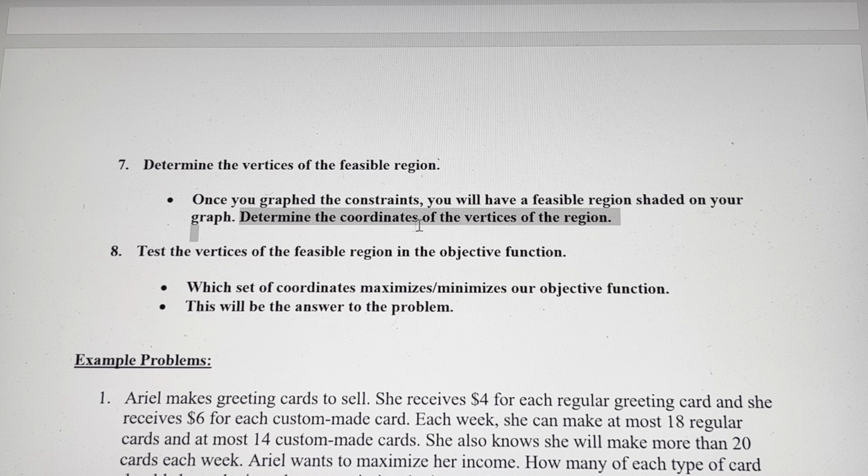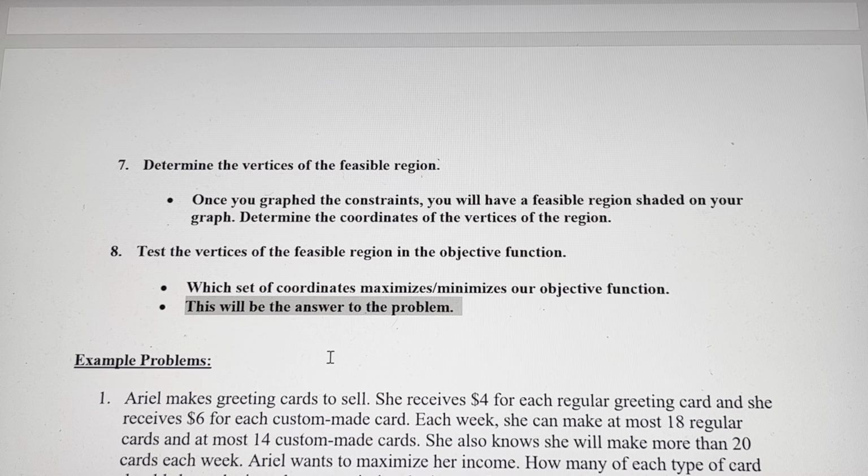Once we're done with that feasible region, once we find the shaded region that fits all the inequalities, we want to determine the coordinates of the vertices. It's going to be the vertices of the triangle in the examples I'm going to work below. These vertices, those coordinates, are going to be the values that we test in our objective function to tell us whether we found the maximum outcome or whether we've minimized cost or something like that. This is going to be the answer to the problem.